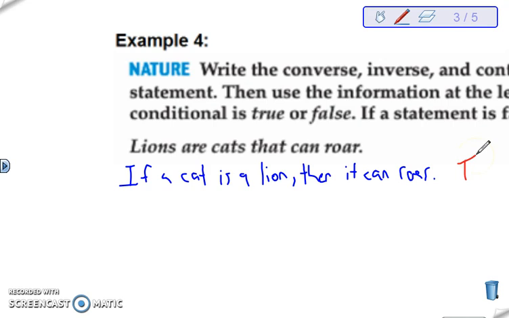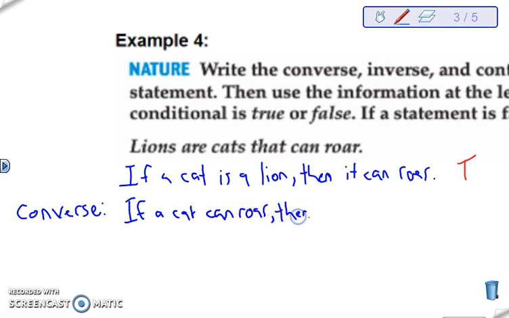Okay, the next thing, we have the converse. So all we're going to do now is reverse the order. So, if a cat can roar, then it is a lion. Is that always true? No. Right? If we can think of anything that can roar that is not a lion, then the statement is false. So a tiger is a cat that is not a lion.